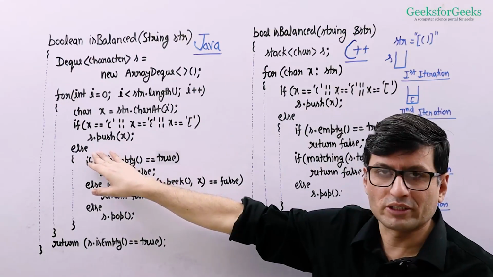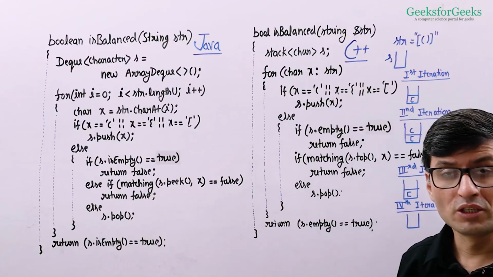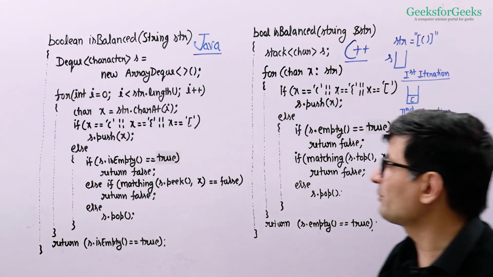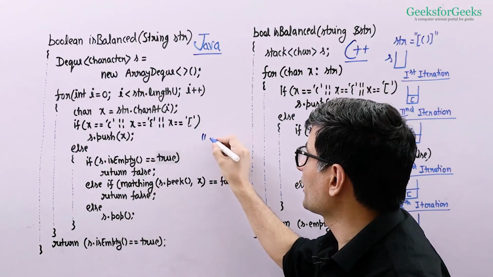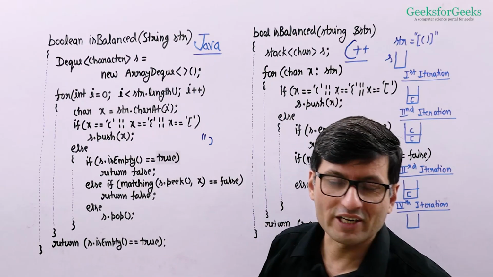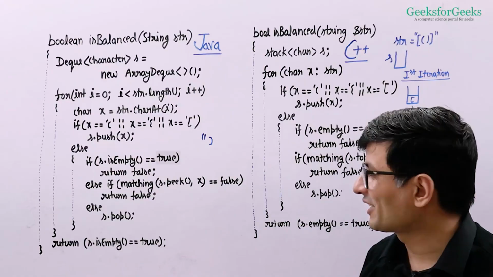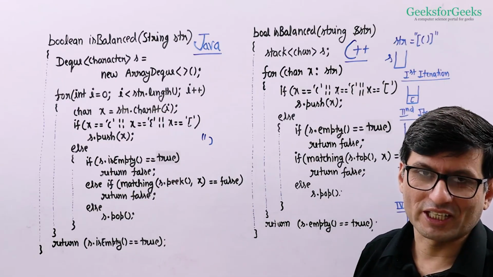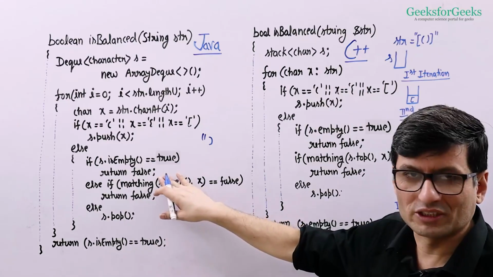We come into the else part, and what we do is, we first check whether the stack is empty or not. See, what happens is, suppose your string contains a closing bracket first, right? Then you should be returning false. You should not be trying to pop out something when the stack is empty. We should return false in this case.